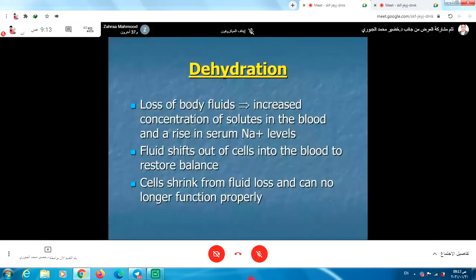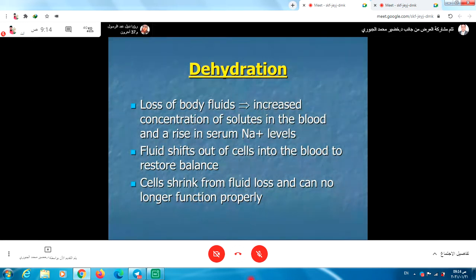Dehydration. Okay. Means loss of body fluid. So there will be increased concentration of solute in the blood and a rise in serum sodium level. The fluid will shift out of the cell into the blood to restore the balance. When dehydration happens, the fluid moves from inside the cell out to the intravascular space to correct this deficiency. The cells will shrink from fluid loss and can no longer function properly. This is the problem of dehydration.